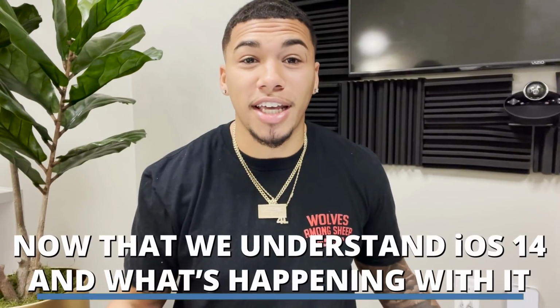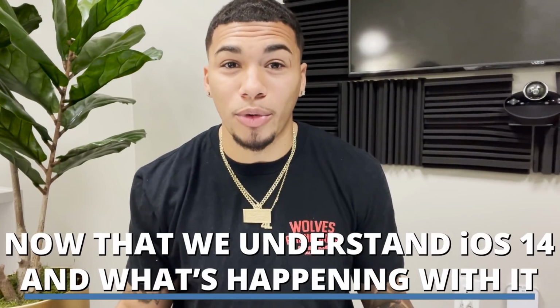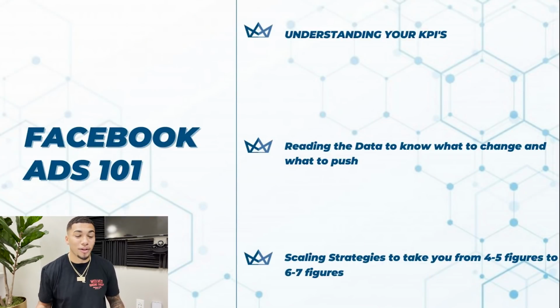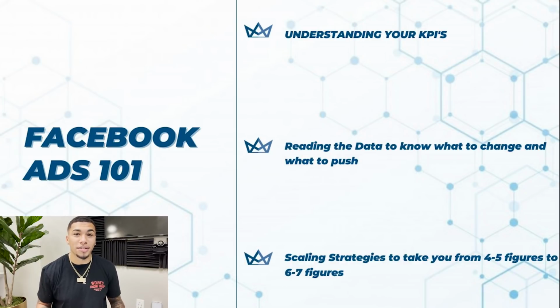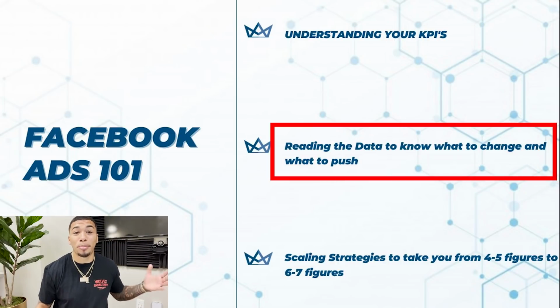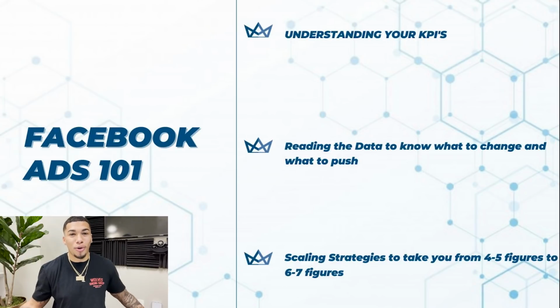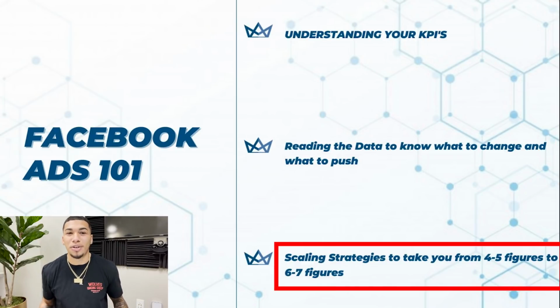So now that we understand iOS 14 and what's happening with it, let's get into how I apply all of this into my Facebook ad strategy. So Facebook Ads 101, the first thing we're gonna be doing is understanding our KPIs. These are our key performance indicators so that we're confident with cutting and scaling any of our data metrics. Secondly is reading your data and knowing what to push or what to scale. And of course, scaling strategies to be able to take you guys to the moon.